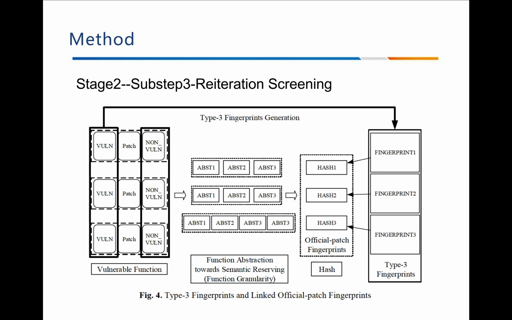The next sub-step is reiteration screen. This process is based on the official patch fingerprints generated at the function granularity. For each Type 3 fingerprint, a patched version is available. Then we will link the official patch fingerprint with the corresponding Type 3 fingerprint. Figure 4 shows the diagram of the linked Type 3 fingerprint and official patch fingerprint data structure used in the reiteration screen process.